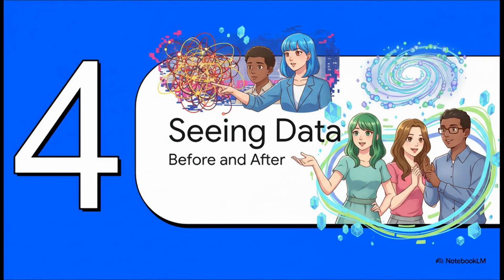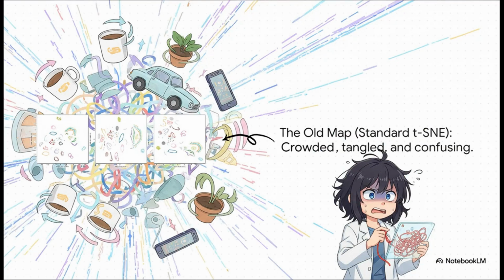All right, so that all sounds great in theory. But does it actually work? Let's take a look at the payoff. The before and after pictures here are pretty stunning. First up, here's a data set of different objects being rotated, all mapped out with standard t-SNE. Honestly, it's kind of a tangled mess, isn't it? The loops, which should show the object turning smoothly, are all crowded and twisted up. It's really hard to see what's going on globally.